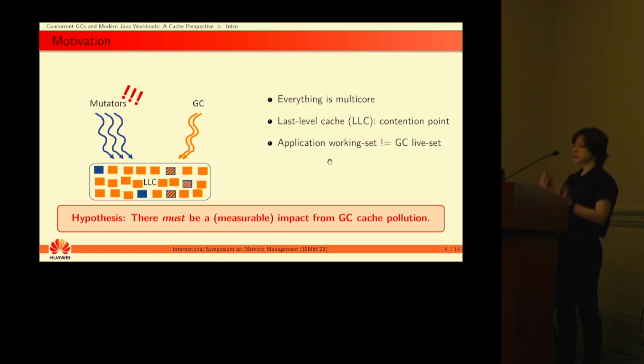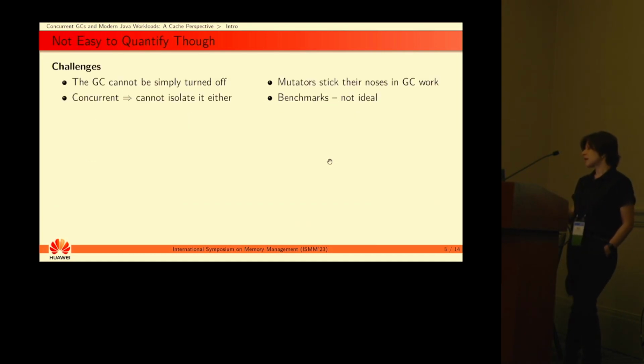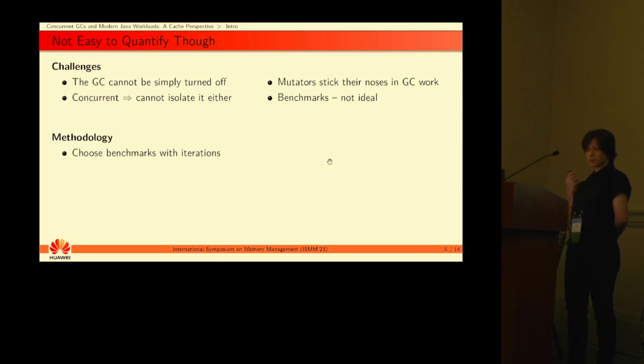We thought, okay, concurrent GC, application going concurrently, there must be an impact from the GC pollution on the application performance. But when we tried to actually quantify it, we noticed that it's not so easy to do, because the GC cannot be turned off. It's concurrent, so it can't really be that easily isolated. And what is more, the application sometimes does some work on behalf of the GC. So then it's even harder to tease them apart. So we came up with this methodology.